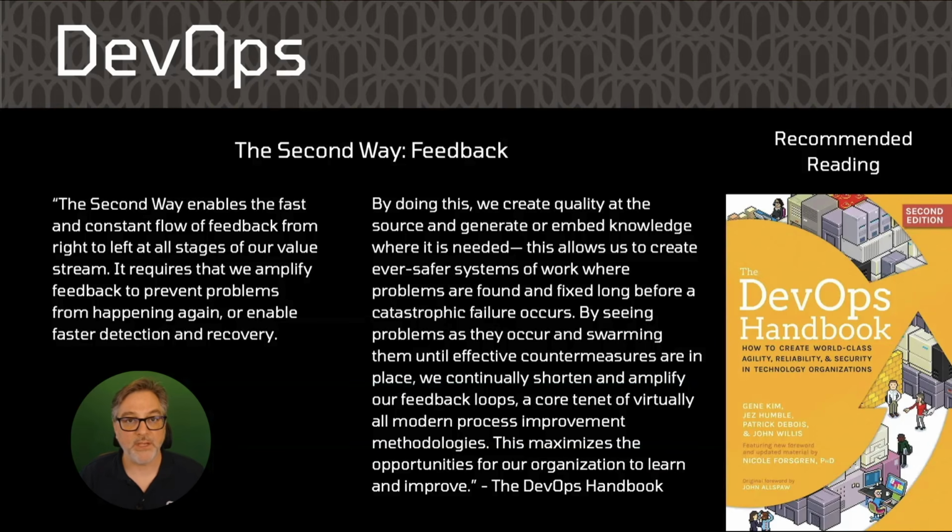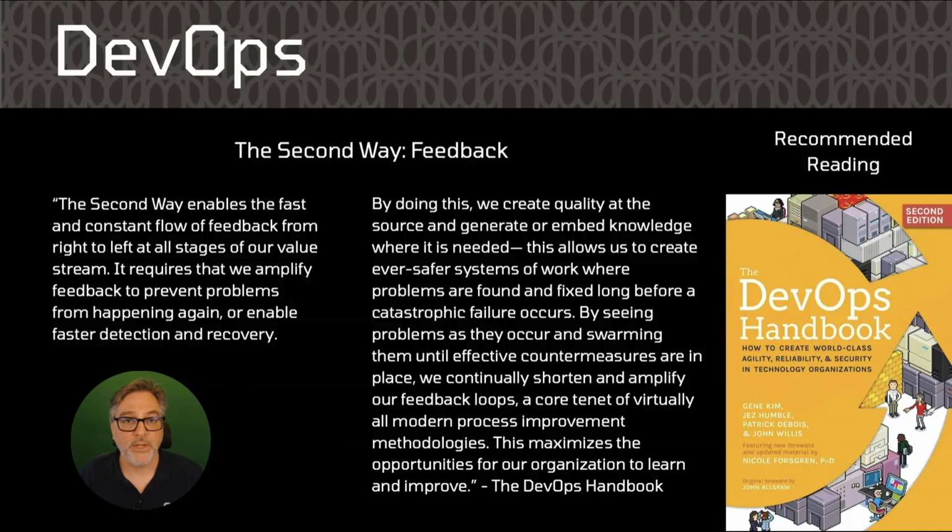I talked about that with the experimentation, where problems are found and fixed long before a catastrophic failure occurs. By seeing problems as they occur and swarming them until effective countermeasures are in place, remember the andon cord, that's the same concept, we continually shorten and amplify our feedback loops. The other thing about the andon cord when applied to modern software development is typically that's going to be a war room. You've got a team that establishes a call where everyone is able to get together, you do screen sharing, etc. These are techniques that we all use, but this is where these ideas come from.